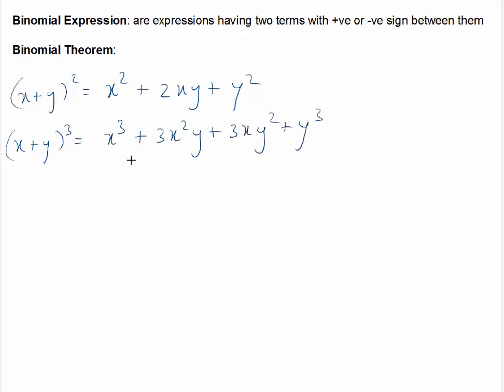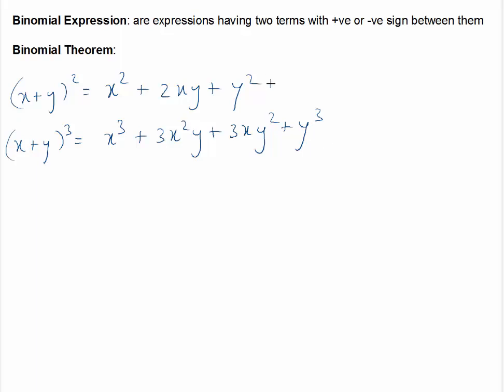Now, if you notice, in these expansions of these binomial expressions, the power of x is decreasing if you go term by term, and the power of y is increasing. For example, here we have x³, here x², here x to the power 1, and here x to the power 0. Now here we have y to the power 0, y to the power 1, y to the power 2, and y to the power 3.